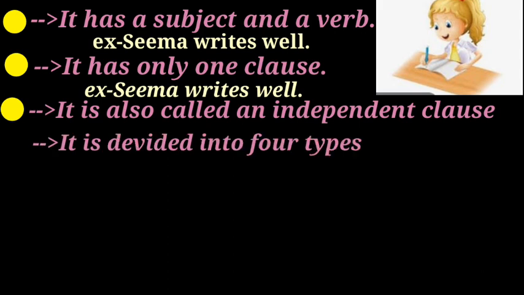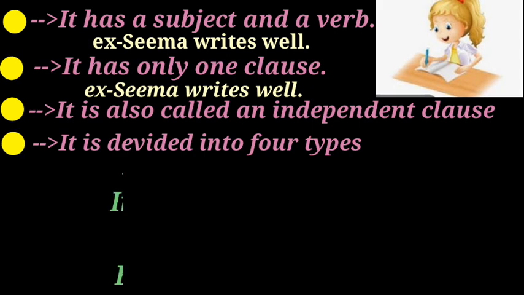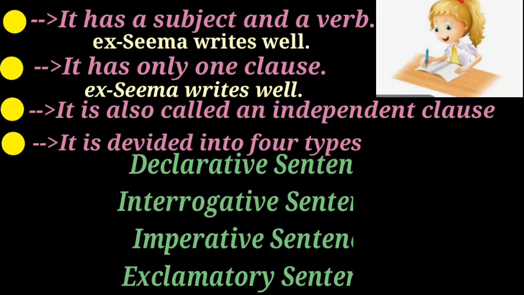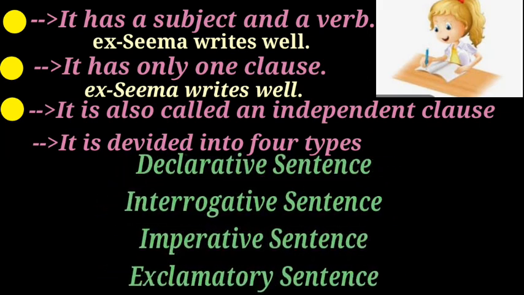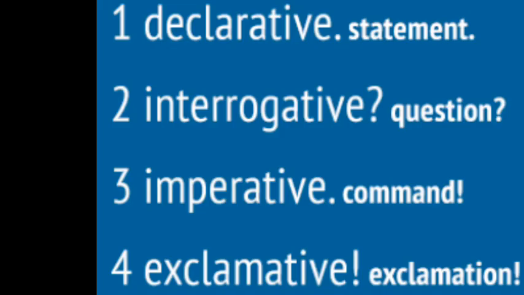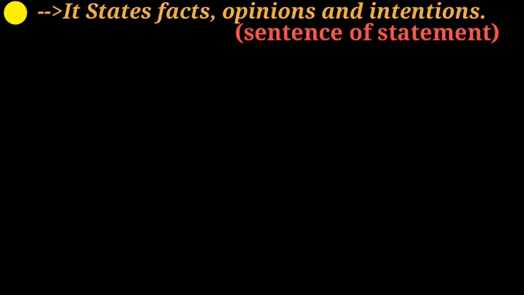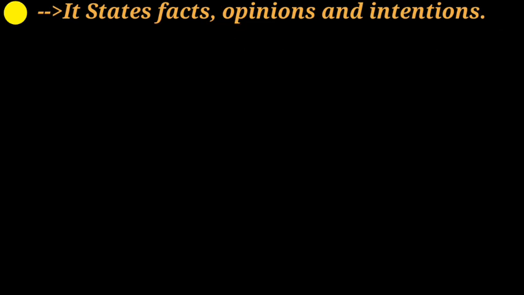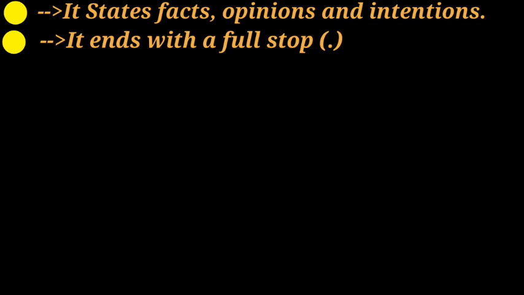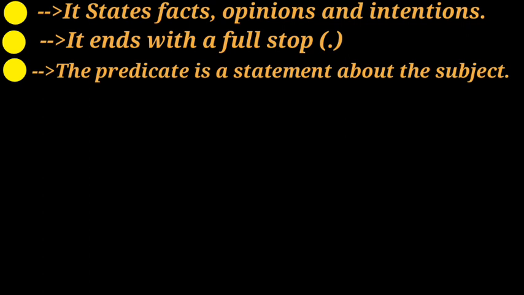The simple sentence is divided into four types: declarative sentence, interrogative sentence, imperative sentence and exclamatory sentence. So, what is a declarative sentence? A declarative sentence states facts or opinions and intentions. So, it is also called a sentence of statement and it ends with a full stop. In a declarative sentence, the predicate is a statement about the subject.